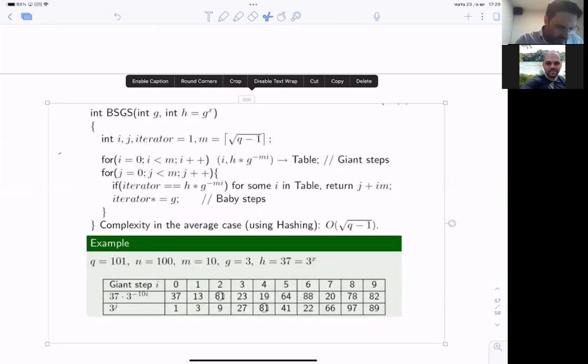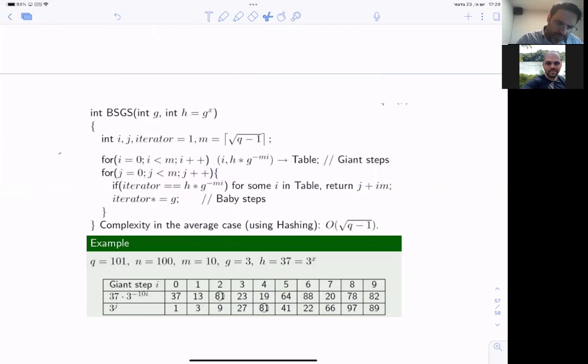Okay, so let's pass over this code. Then you get the generator and you get the public key. You want to find X. So you run over I, running from 0 to the square root of Q.